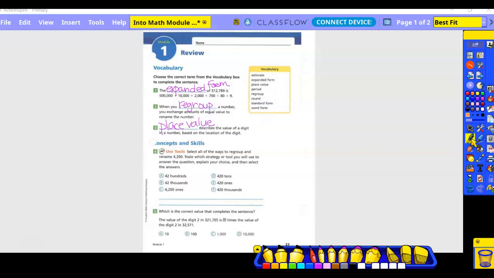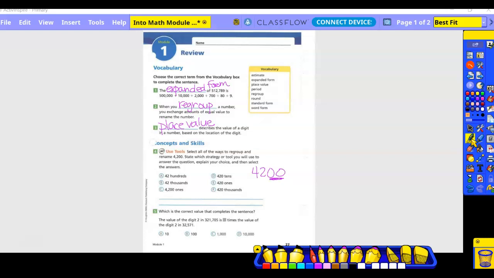Concepts and skills. Select all of the ways to regroup and rename 4,200. State which strategy or tool you will use when you answer the question. Explain your choice and then select the answers. So, how many zeros does this have? So if I write over here, if I write this, how many do those 2 zeros represent?